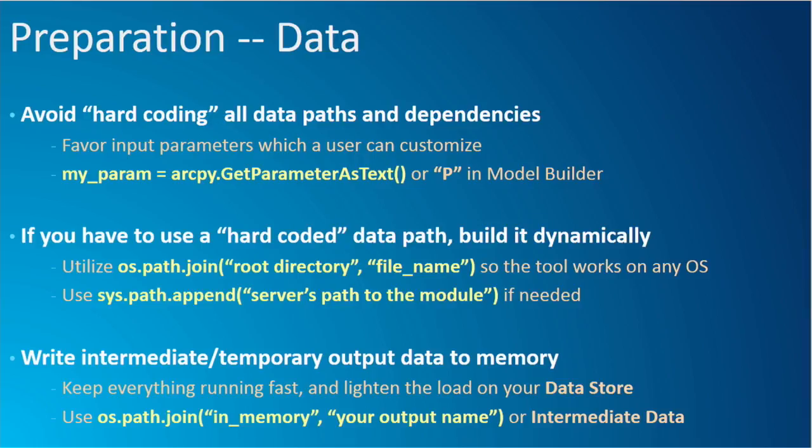Let's see. We also want to use sys.path.append. So if there's any modules that your script tool and thus script GP service depends on, make sure those modules are located on the server that is being published to, and make sure that the script knows where to look for those modules in case you're dependent on those. So that's good for custom modules, but in general, that's going to be okay because using the import statement in Python is going to already check your system paths, which you've probably set inside the server already.